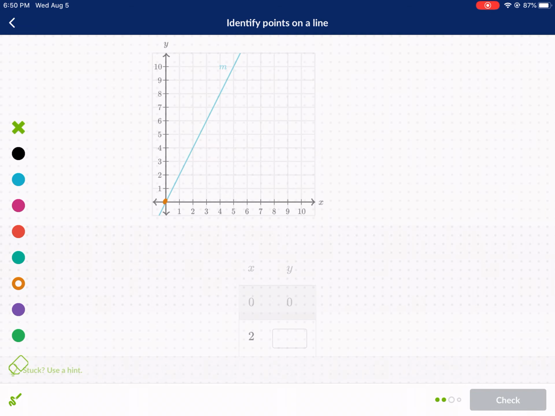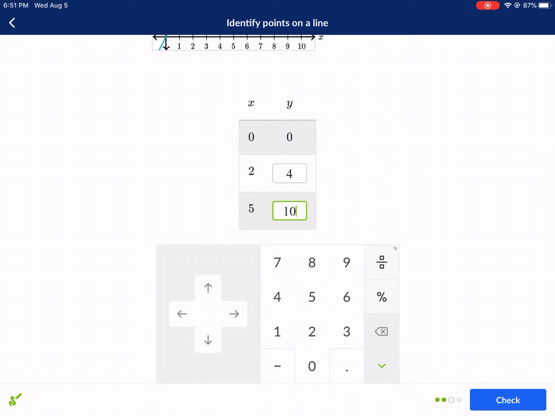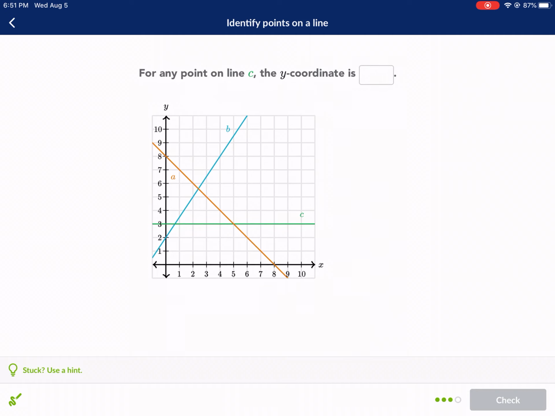So you go over 2, 1, 2, and we're going to go up 1, 2, 3, 4. So first answer is 4. Then we're going to go over 1, 2, 3, 4, 5. How much do we go up? 1, 2, 3, 4, 5, 6, 7, 8, 9, 10. So we're going to put 10. 5, 10. So 4 and 10. I did that one kind of quick. If you need to go back and look at that, feel free to rewind.